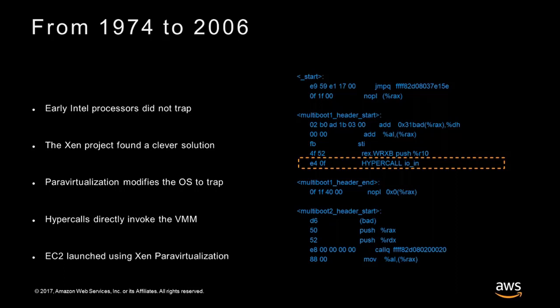This technique is called paravirtualization. And this is the technique that EC2 originally launched with in 2006.